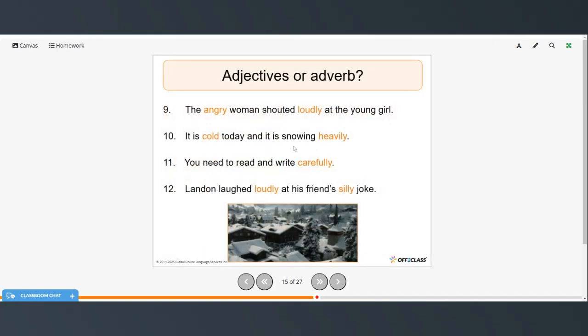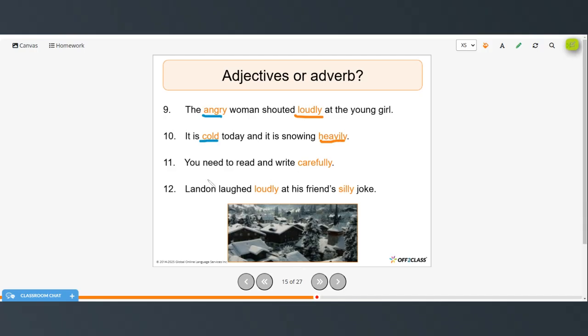All right, so now you'll have to identify these as adjectives or adverbs. So the angry woman shouted loudly at the young girl. So angry is an adjective, and loudly is an adverb. It is cold today, and it is snowing heavily. So cold is the adjective, and heavily is the adverb.